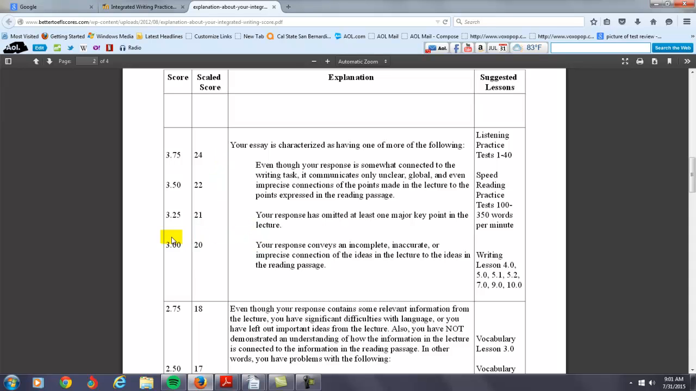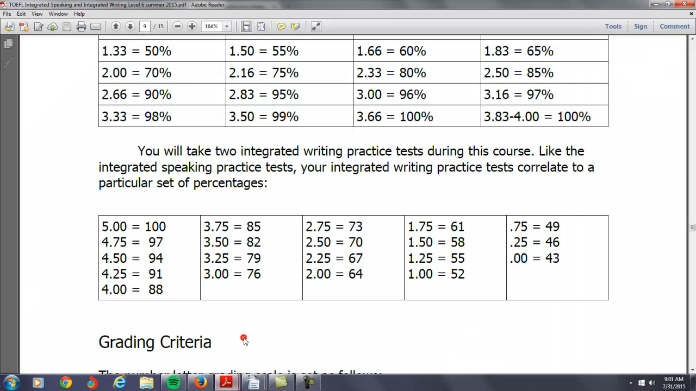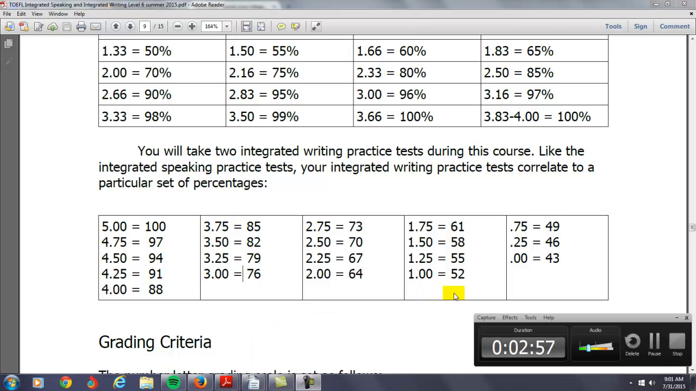Alright, so I'm going to put you right now at about 3. I'm going to put you at 3.0 out of 5, 20 points out of 30 on this practice test. Now, for the purposes of our class, if you go to the syllabus, page 9, you look at the rubrics here, 3.0 puts you at 76% on this assignment. Alright, so now you know.